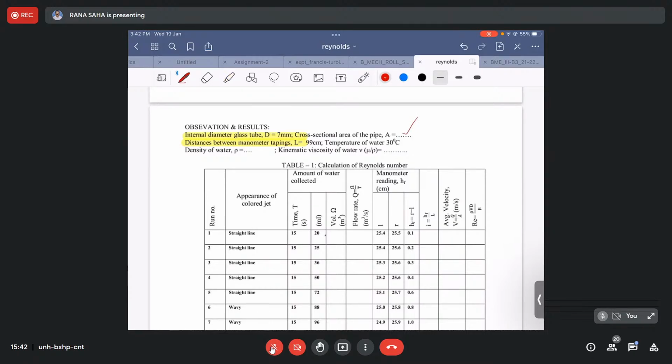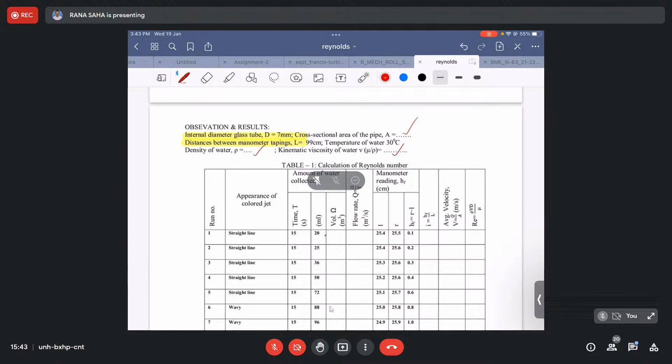So that you need to write down here, and some other parameters are required. That is temperature of the water, you need to measure. Density of water you need to write down, and the kinematic viscosity of water. These two actually you need to write down using the property table. Okay, in our laboratory, property table of water is furnished in the notice board. So after measuring the temperature, you have to consult this property table, and these two, density and kinematic viscosity values, you need to put up here.